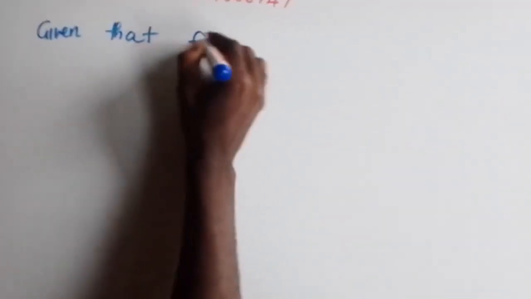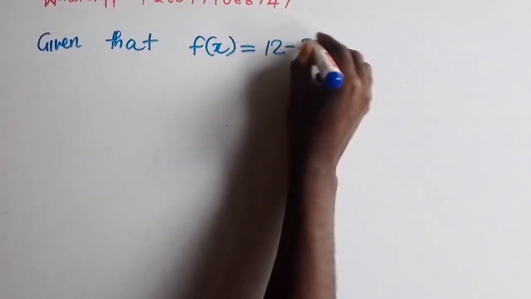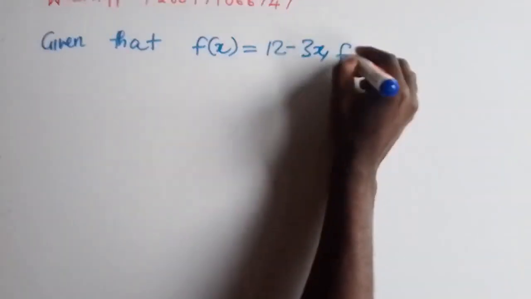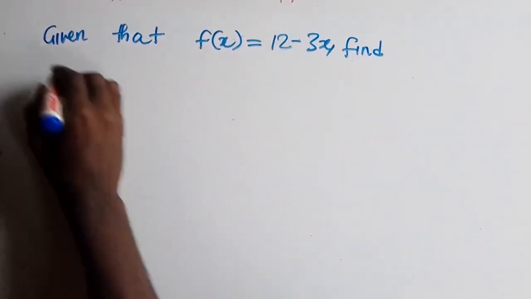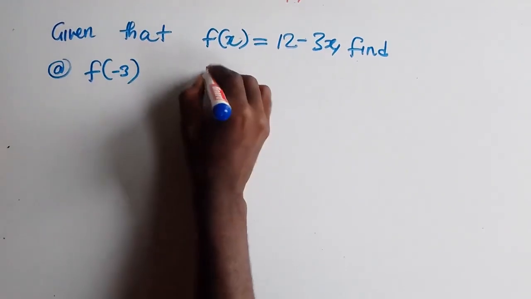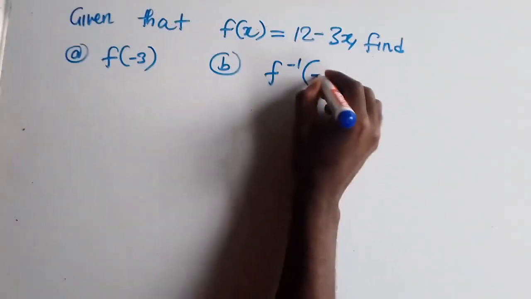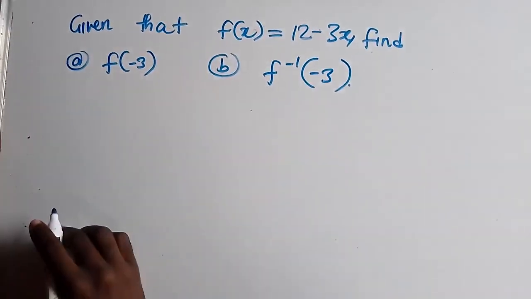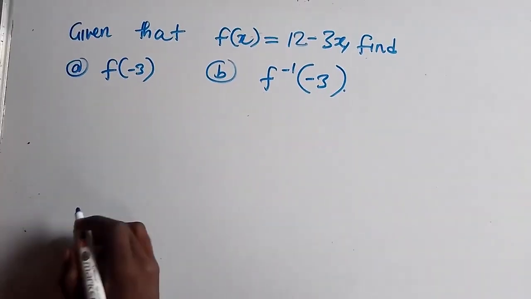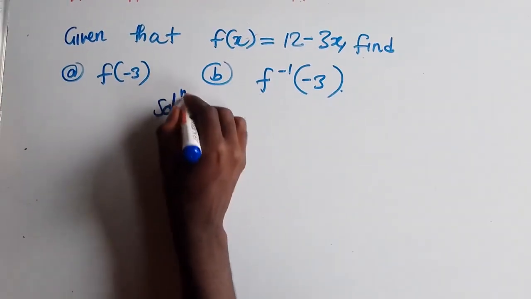Given that f of x is equal to 12 minus 3x, the question is saying find, I've got part A, which is f of negative 3, and part B, which is f inverse of negative 3. I've got these two questions that I want to answer. So this is my last question. Let's answer these questions together.